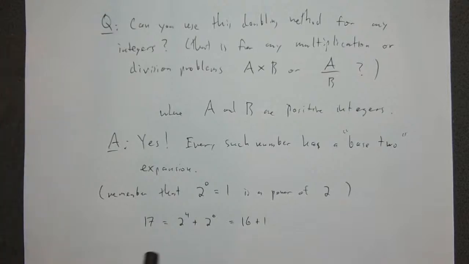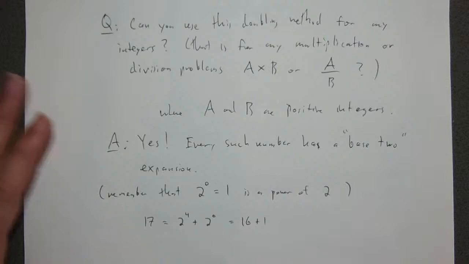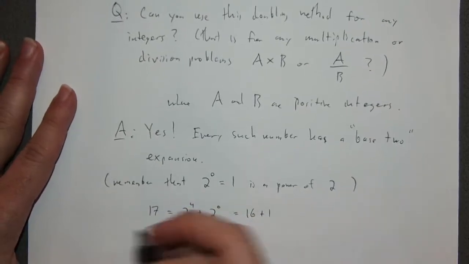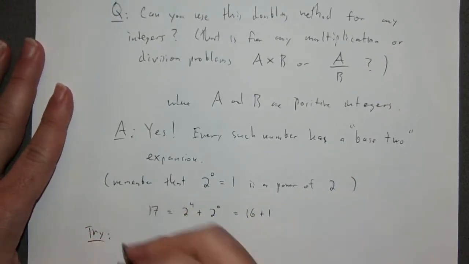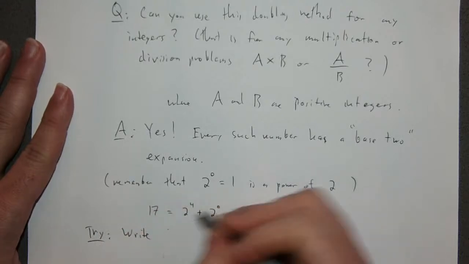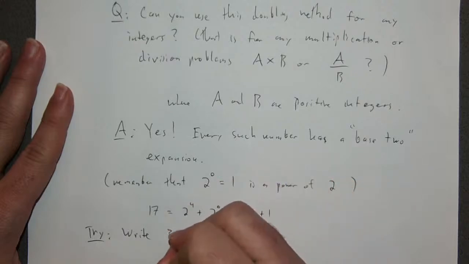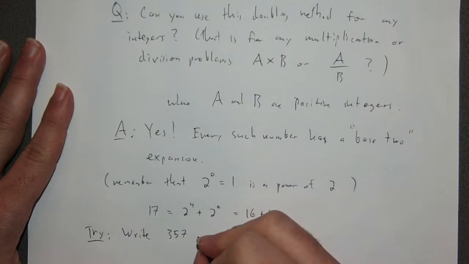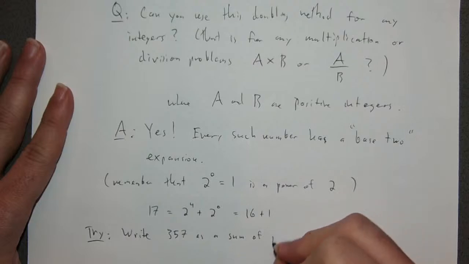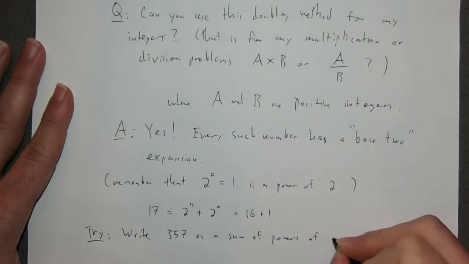But of course, you might say, well, 17 is really close to 16, so it's really close to a power of 2 already, so that's more obvious. But you can pick whatever you like here to figure out what's going on. So here's something for you to do. Try something like 357. Write 357 as a sum of powers of 2.